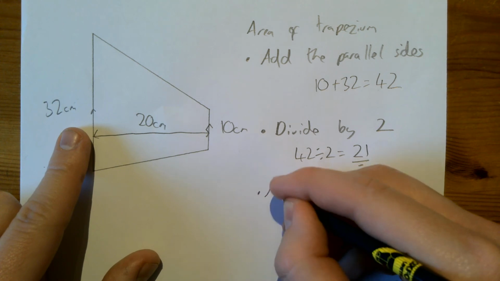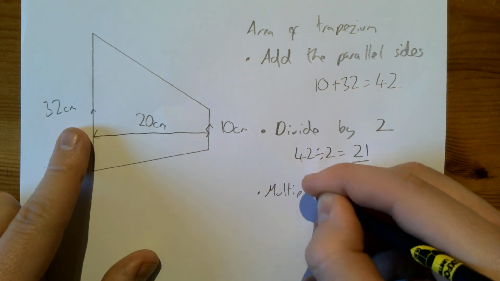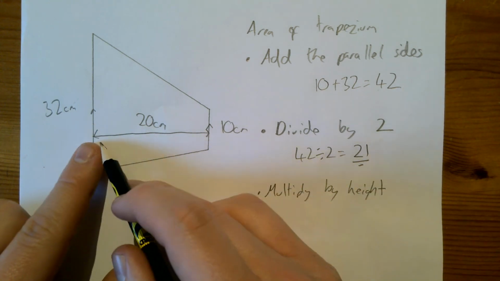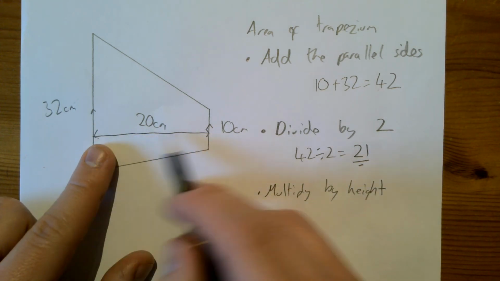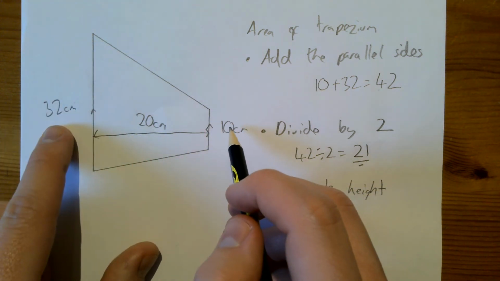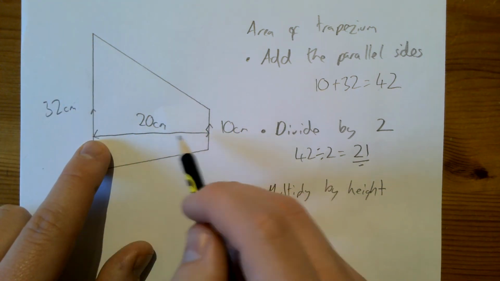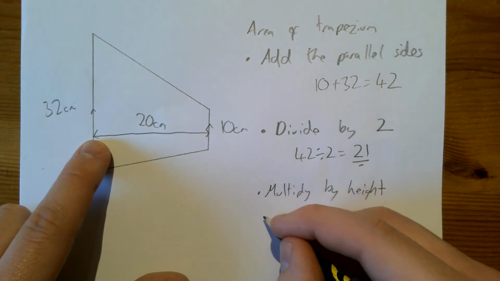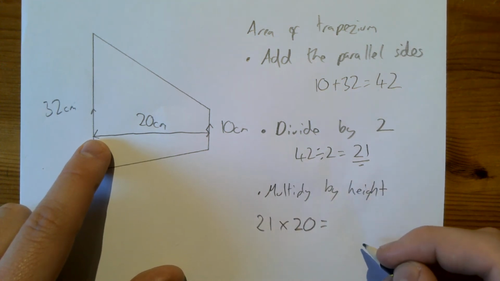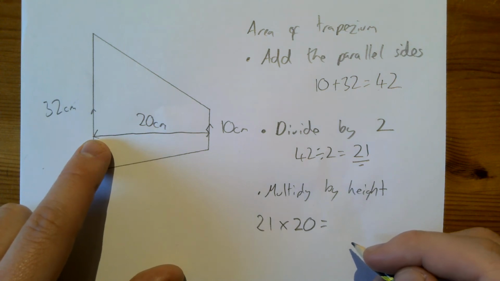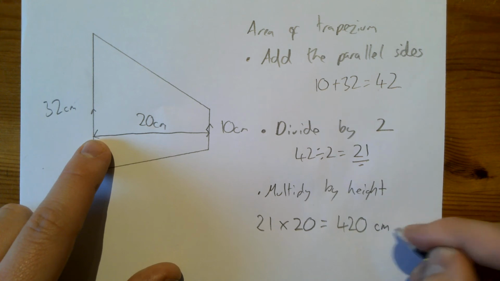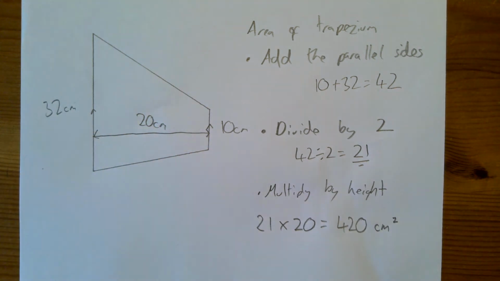And then the last thing I need to do is multiply by the height. We usually call it a height, even though here it's lying down. When we say height, we just mean the distance between the two parallel sides. So I've added them together, I've divided by 2, and now I just have to multiply by this distance between them. So I'm going to do 21 times 20. Well, I know 21 times 10 is 210, so times 20 must be 420. And again, it's going to be centimeters squared because this is in centimeters.